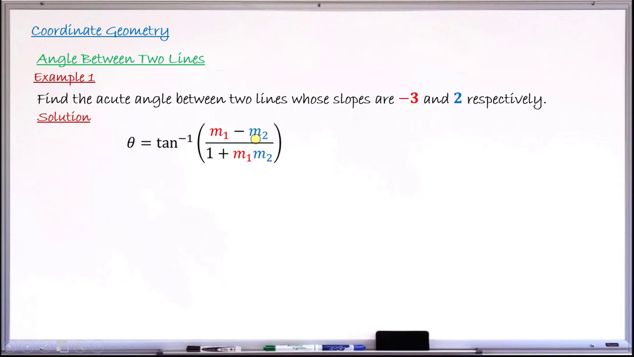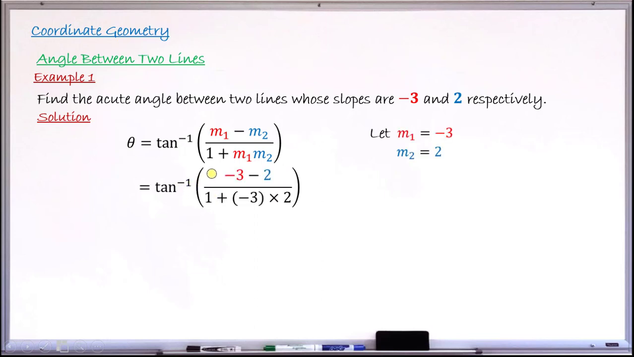So you now find what your m1 is and what your m2 is. Remember, m1 and m2 are nothing but the slopes of those two lines. If you take the first slope to be m1, then the second one will be m2. It is those two slopes that you substitute for m1 and m2. So substituting m1 by -3 and m2 by 2 correctly, you have tan inverse of the bracket -3 minus 2 all over 1 plus -3 times 2.